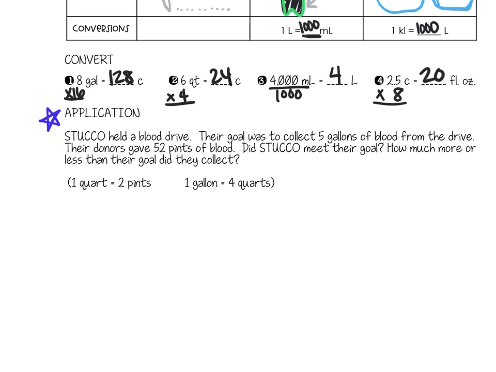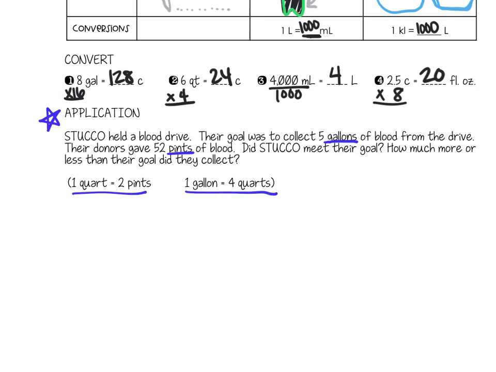So it says Stuco held a blood drive. Their goal was to collect 5 gallons of blood from the drive. The donors gave 52 pints of blood. So you got pints and you have gallons. Did Stuco meet their goal? How much more or less than their goal did they collect? And here you get this information on the test, so that's helpful.